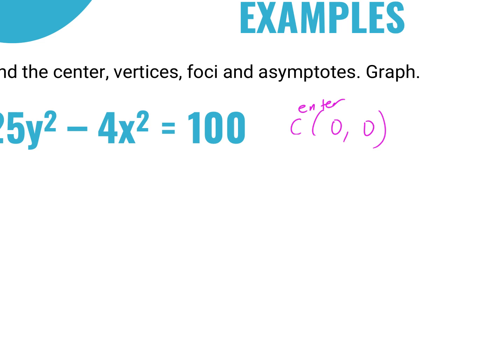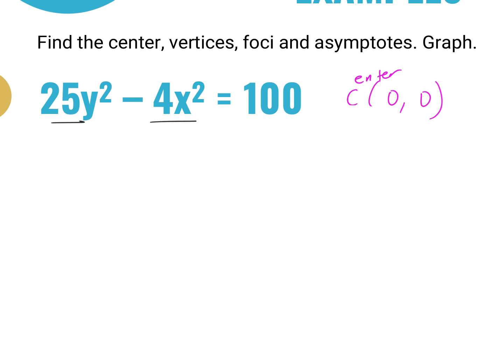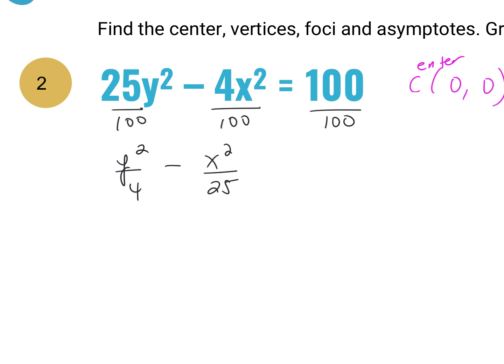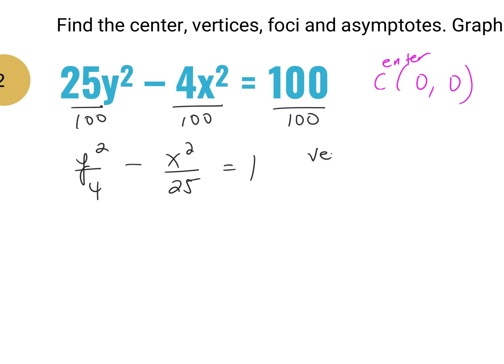All right, what's my next issue I have to deal with? Divide everything by 100 because we want our equation to be set equal to what number? To 1. So this is going to give me y squared over what? Perfect. Minus x squared over 25 equals 1. All right, we know a ton of information now. What do we know? This is a vertical. Why is it vertical? Because y squared is first. That means my branches are opening in which direction? Up and down. Perfect.